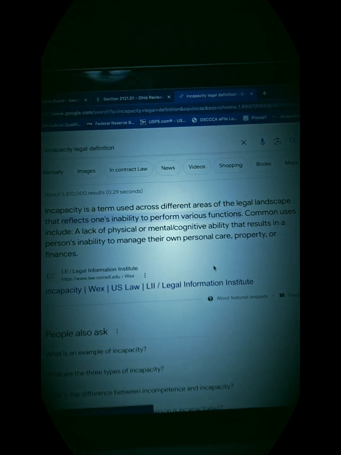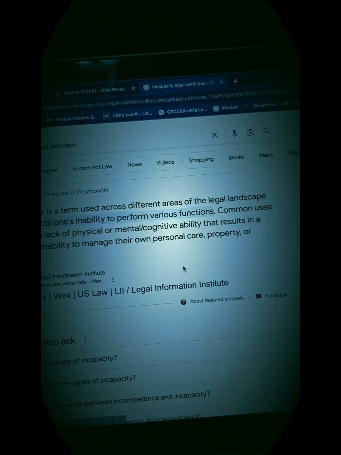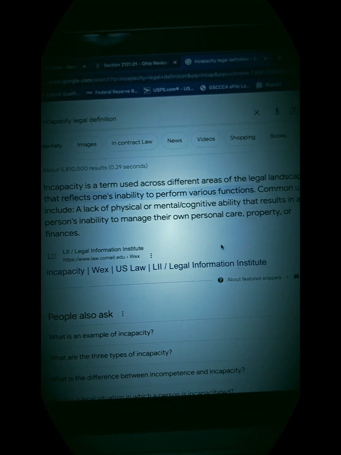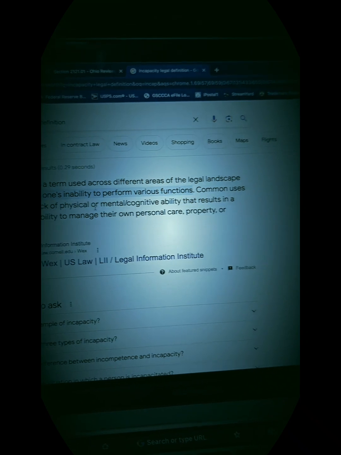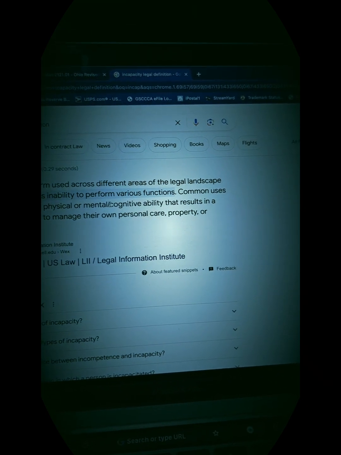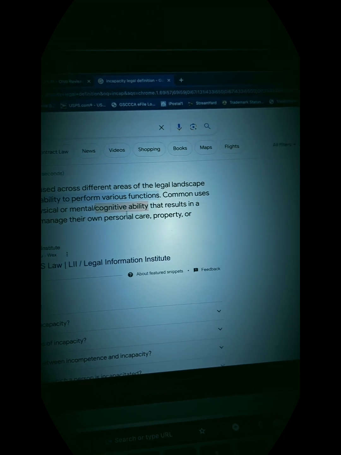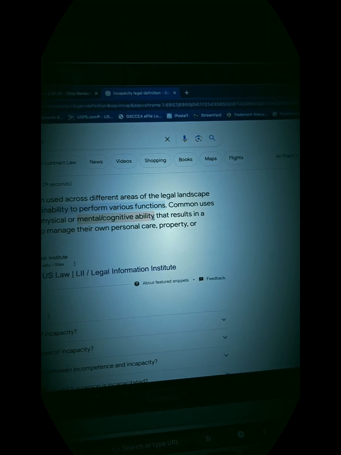So y'all can see this for a second. Incapacity is a term used across different areas of the legal landscape that reflects one's inability to perform various functions. That's you when you were a baby. And even when you're grown and you don't know what to do, this is you, okay? Common uses include a lack of physical or mental cognitive ability. That's your mental. You don't know what to do. This is us when we're adults and we don't have knowledge of what to do.